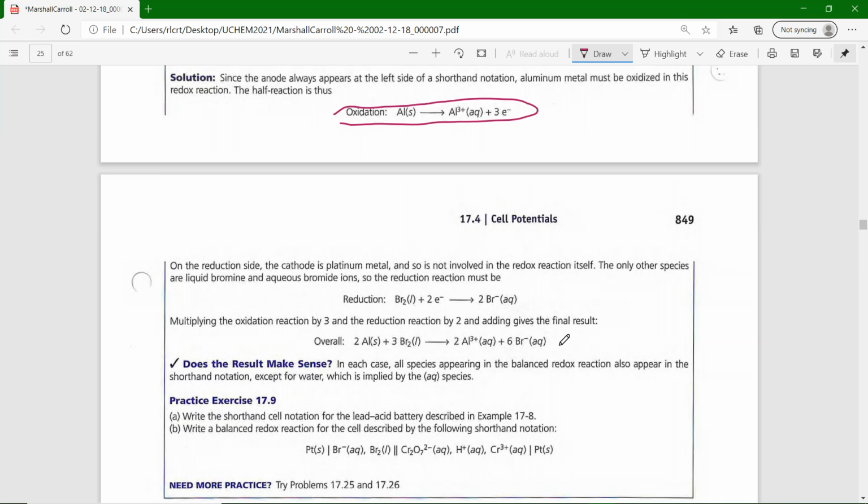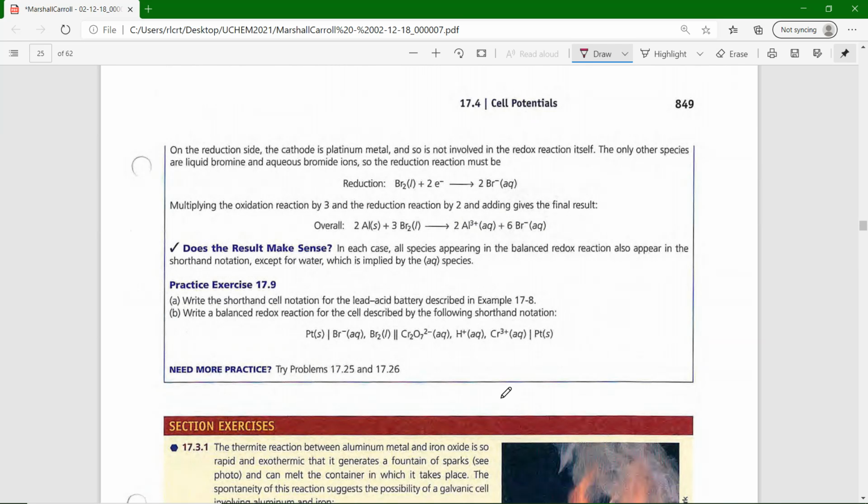Okay, so let's try, not the lead acid battery, but let's try practice exercise 17.9b. We get to that page.